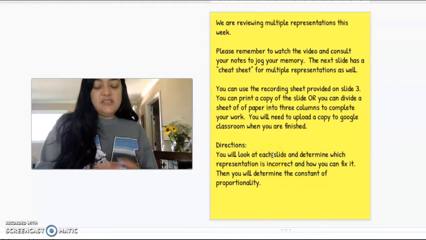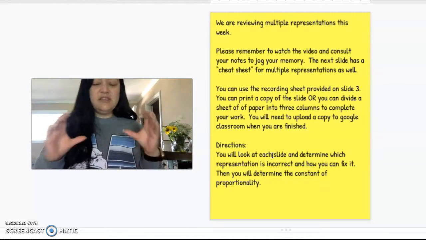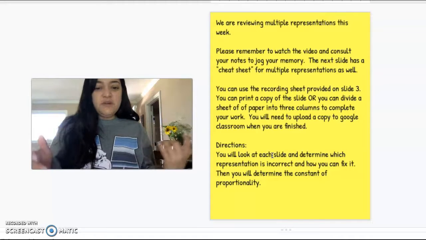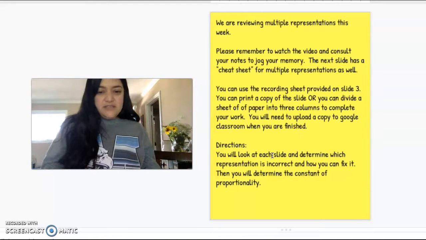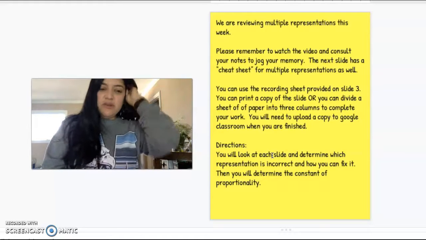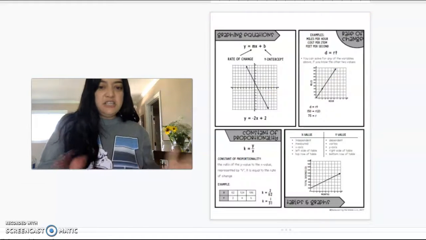Look at each slide. So you're going to look at each slide, and there's a lot on the slide, so don't freak out. But you're going to look at each slide, and you're going to tell me which one is wrong, how do you fix it, and what's the constant proportionality. There's a lot to remember here, and here's the cheat sheet to show you.